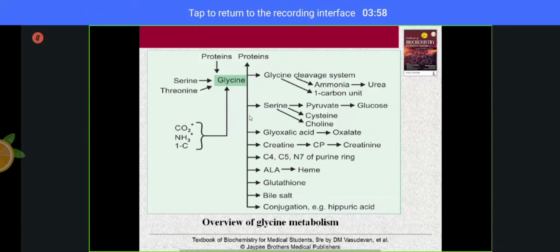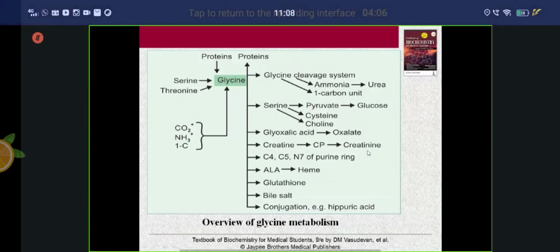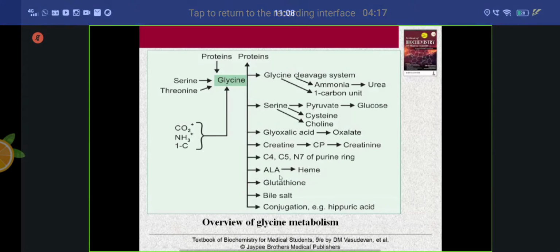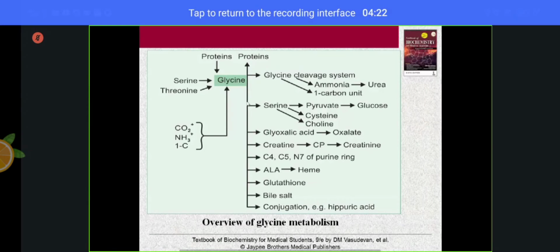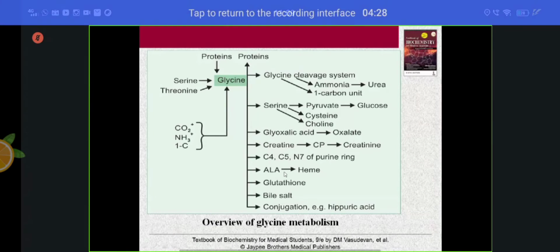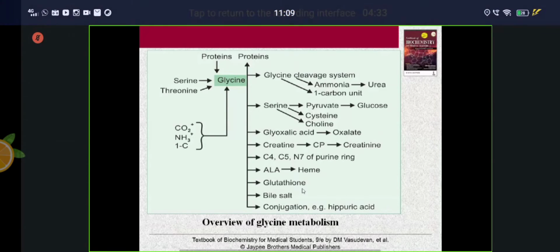Glyoxylate. Glycine is used for the formation of creatine. With the help of creatine phosphate, finally creatinine is formed. Glycine is taken up for C4, C5 and N7 of the purine ring. It's also involved in ALA formation. If you remember the heme synthesis, aminolevulinic acid. So glycine plus succinyl-CoA combine to form ALA. So that is the step, and finally glycine is used for heme synthesis. Glycine is also used in the synthesis of glutathione. Glutathione is involved in the antioxidant system in our body.